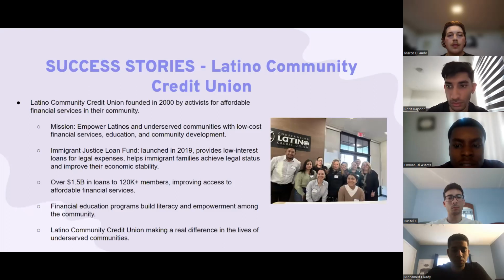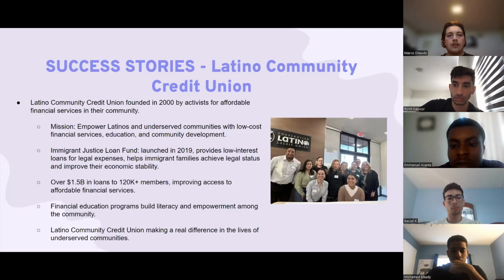One successful project undertaken by the Latino Community Credit Union is an Immigrant Justice Loan Fund, which was launched in 2019. The initiative provides low-interest loans to immigrants who are seeking legal status in the United States. The loans help to cover the high costs associated with the immigration process, such as legal fees and application expenses. Through this program, the credit union has helped many immigrant families to achieve legal status and improve their economic stability.